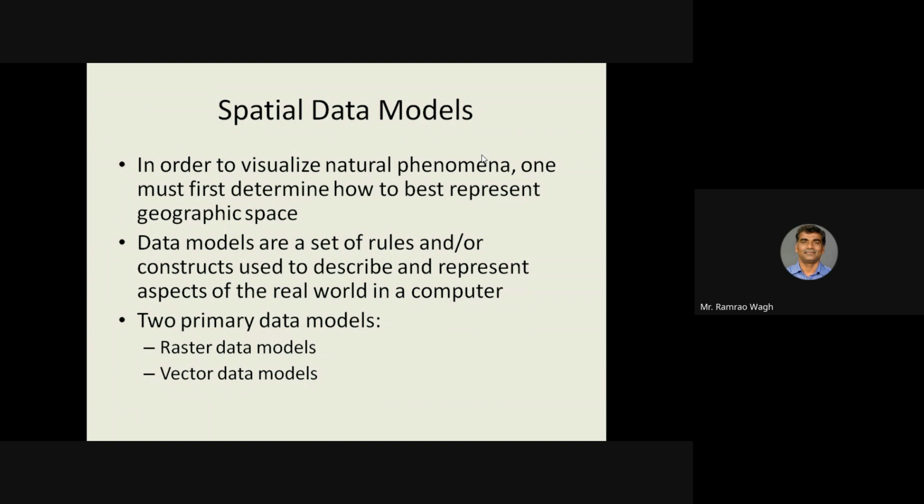So what are the options available for us in the field of spatial data? So the two primary data models which are available to represent the spatial data are raster data model and vector data model. Sometimes they are used separately, sometimes they are used together in application, and many times you have to use them together. But we need to know what is raster and what is vector.